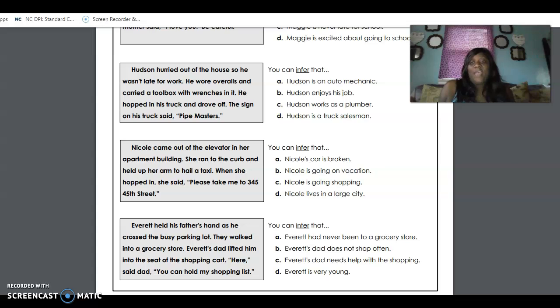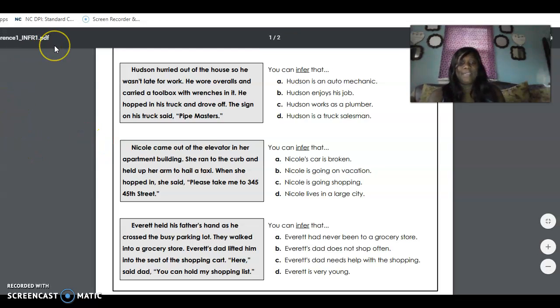And our last paragraph, Everett held his father's hand as he crossed the busy parking lot. They walked into a grocery store. Everett's dad lifted him into the seat of the shopping cart. "Here," said Dad, "you can hold my shopping list." You can infer that A, Everett had never been to a grocery store. B, Everett's dad does not shop often. C, Everett's dad needs help with the shopping. Or D, that Everett is very young.